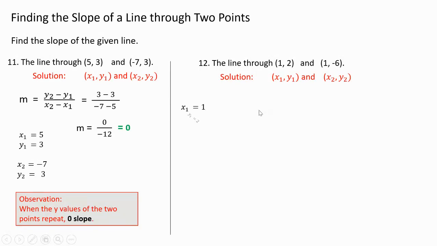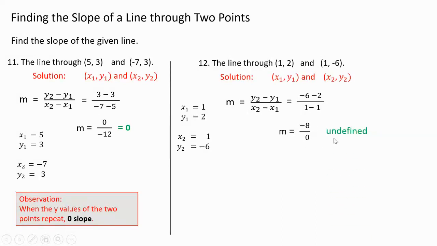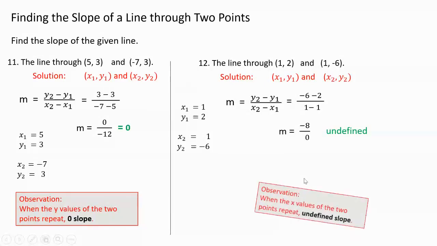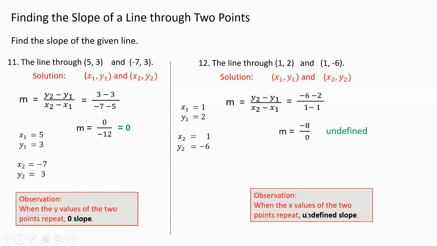So x1 is 1, y1 is 2, x2 is 1, and y2 is negative 6. There's my formula, so let's plug in the values. So we got negative 6 minus 2 over 1 minus 1. You see, guys, if the x's repeat, for example here, then it's going to give us 0 on the denominator, which will be undefined. And remember, when it's undefined, the equation will be x equals a constant. In the next slide, I'm going to show you how to find the equation when the two x's or y's repeat. So my slope is undefined, and here's the observation. When the x values of the 2 points repeat, it's an undefined slope.